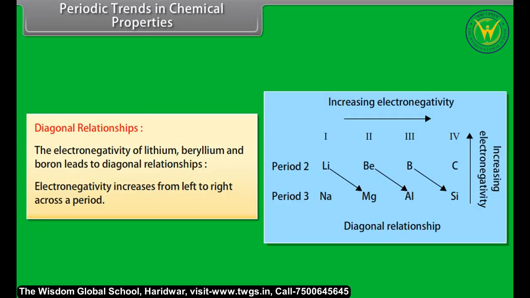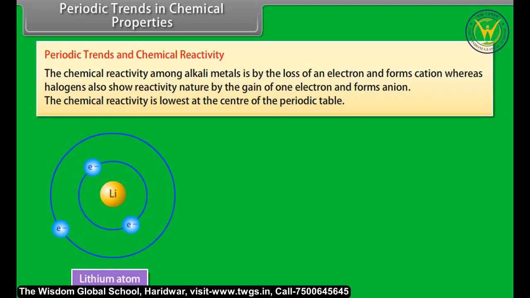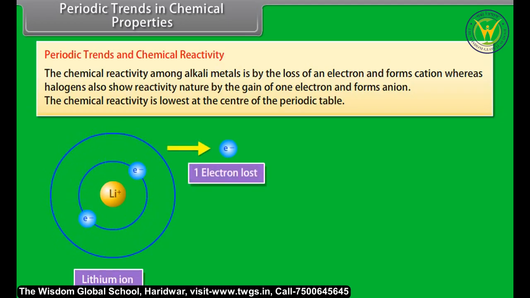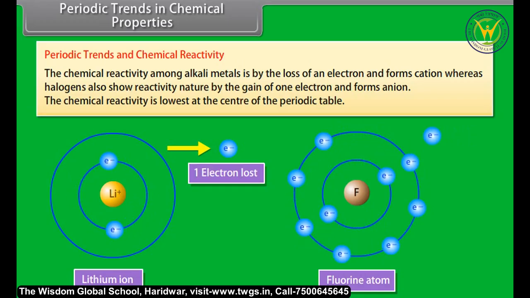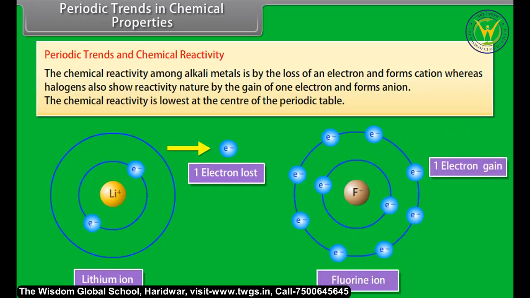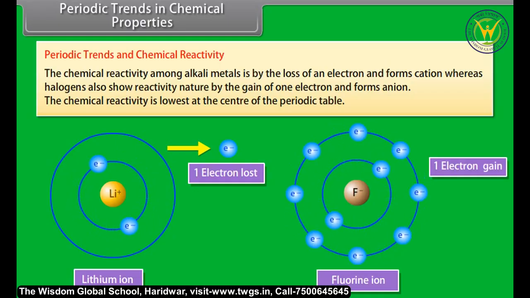Electronegativity increases from left to right across a period. Periodic trends and chemical reactivity. The chemical reactivity among alkali metals is by the loss of an electron to form a cation, whereas halogens also show reactivity by the gain of one electron to form an anion. The chemical reactivity is lowest at the center of the periodic table.